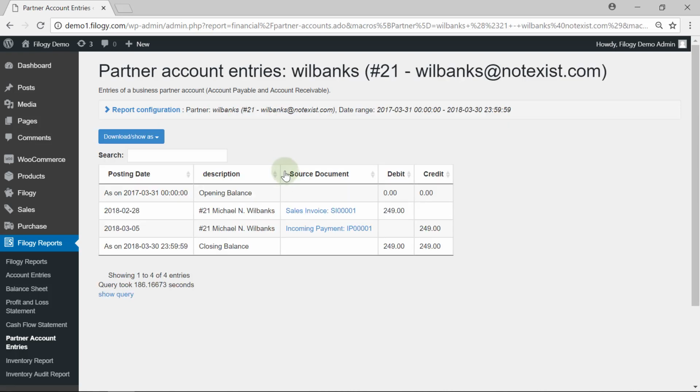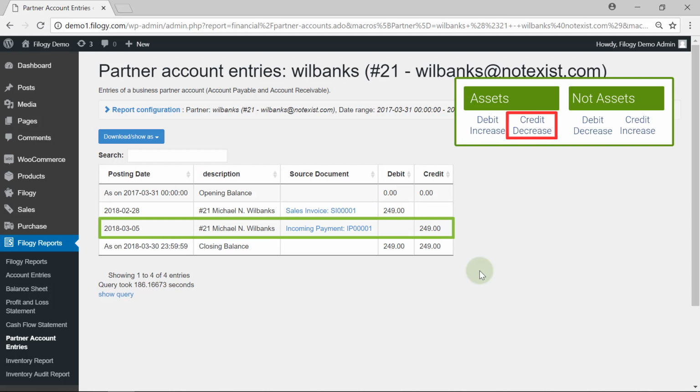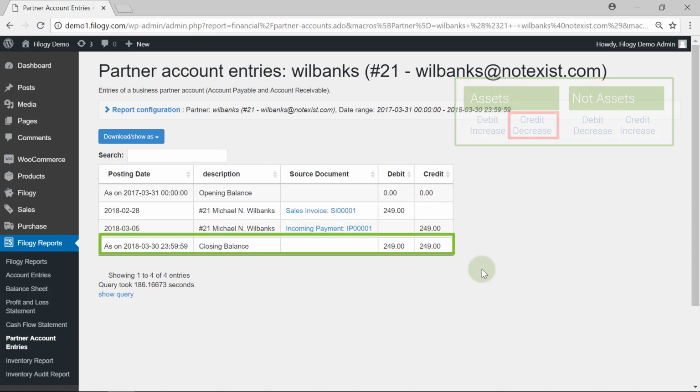In the list, you can see all the entries of the partner in chronological order. An invoice was issued on February 28th. The payable amount of the customer is $249. It was paid on March 5th, so his balance is finally $0.